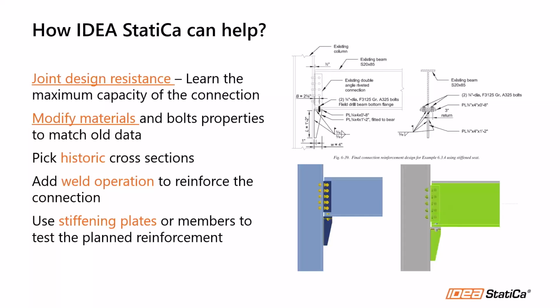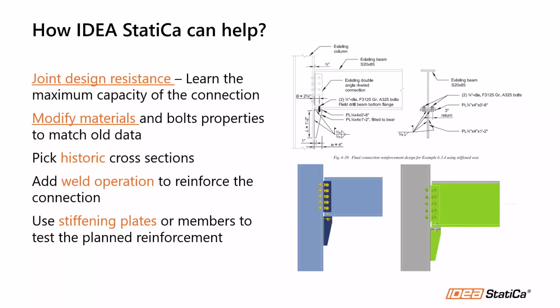So the first thing that I'm going to share is how you run this joint design resistance, which can help you to learn the maximum capacity of the connection. So if you want to retrofit a connection, you want to see what the actual capacity of that connection is, right? So you model the connection as it is, you run this joint design resistance, and then you can learn what the maximum capacity is. Then based on that, you can decide how you want to reinforce, right?